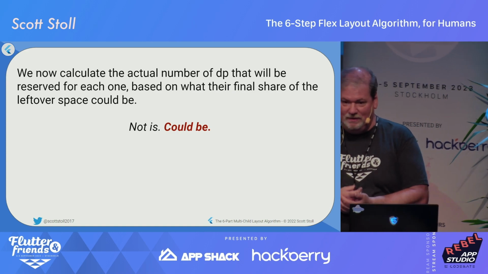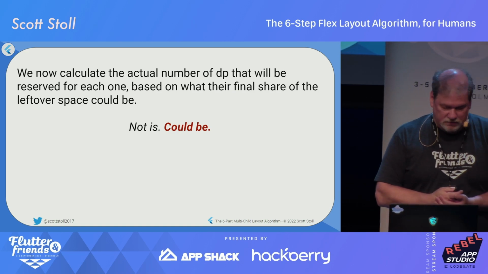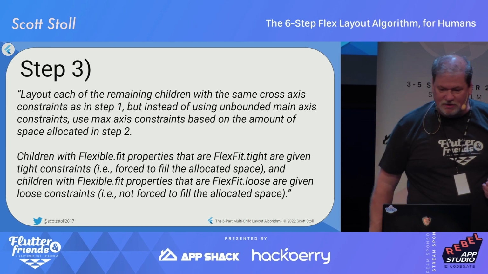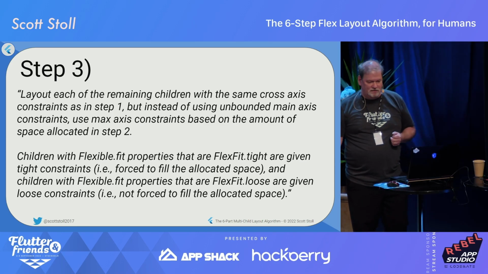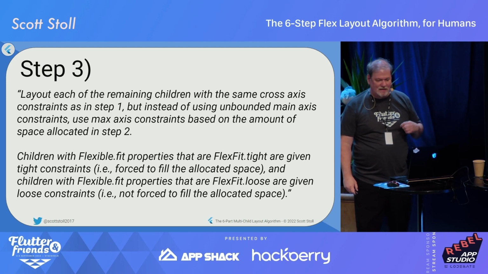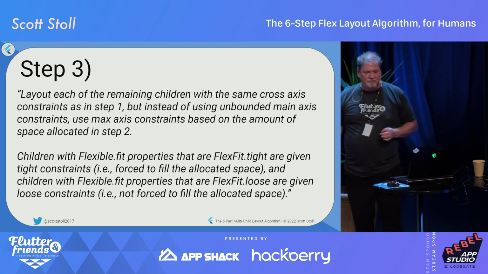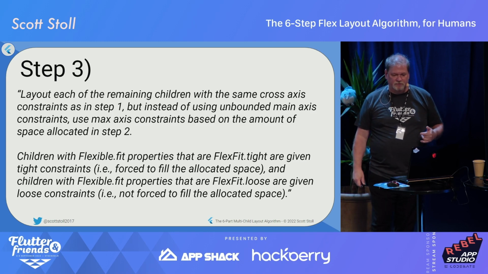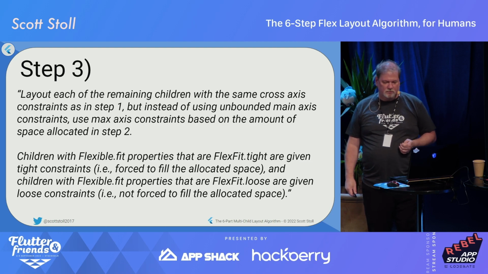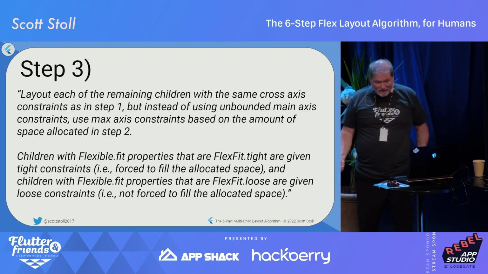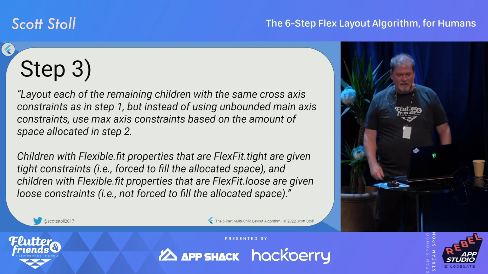Next, we're going to get into step 3. Lay out each of the remaining children with the same cross-axis constraints as in step 1, but instead of using unbounded main axis constraints, use main axis constraints based on the amount of space allocated in step 2. Children with FlexFit tight are given tight constraints, for example, forced to fill the allocated space, and children with FlexFit loose are given loose constraints, for example, not required to fill the allocated space.